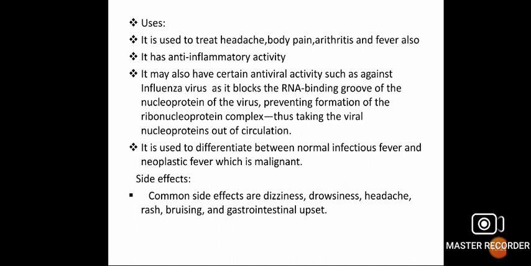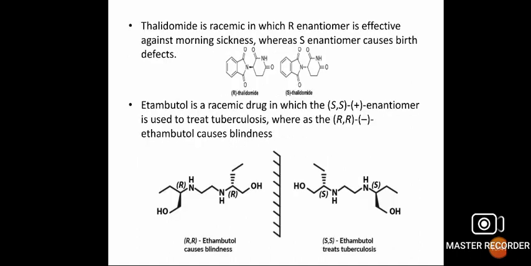Side effects. Common side effects with this drug are dizziness, drowsiness, headache, rash, bruising, and some gastrointestinal upset. Coming to certain other drugs in which one isomeric form is active while the other causes some harmful effects, like thalidomide, which is racemic.